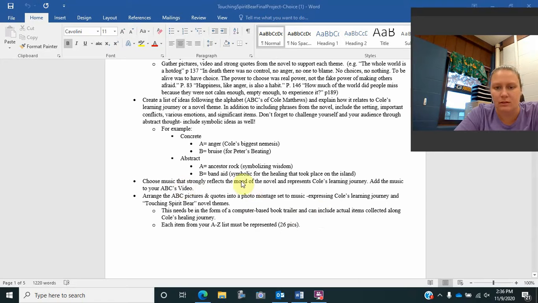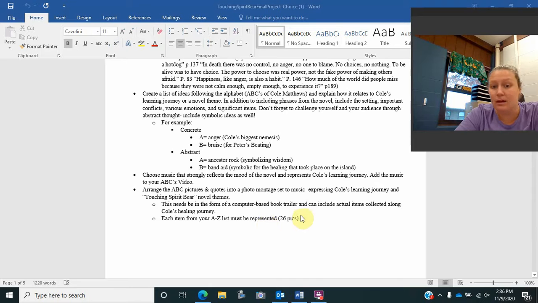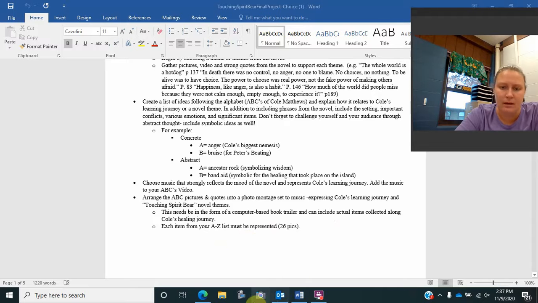You'll choose music that strongly reflects the mood of the novel and represents Cole's learning journey. Add music to your ABCs video. Arrange the ABC pictures and quotes into a photo montage set to music expressing Cole's learning journey and touching Spirit Bear novel themes. This will be a computer-based book trailer that can include actual items collected along Cole's journey. And you need to have A through Z represented.